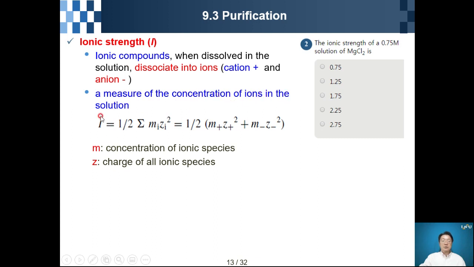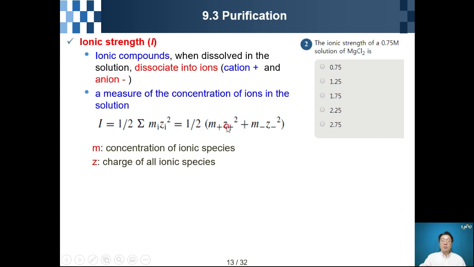This is how to calculate ionic strength. M plus means the concentration of the cations, and Z plus means the charge of the cations, which is squared. Also, M minus means the concentration of the anions, and Z minus means the charge of the anions, also squared.